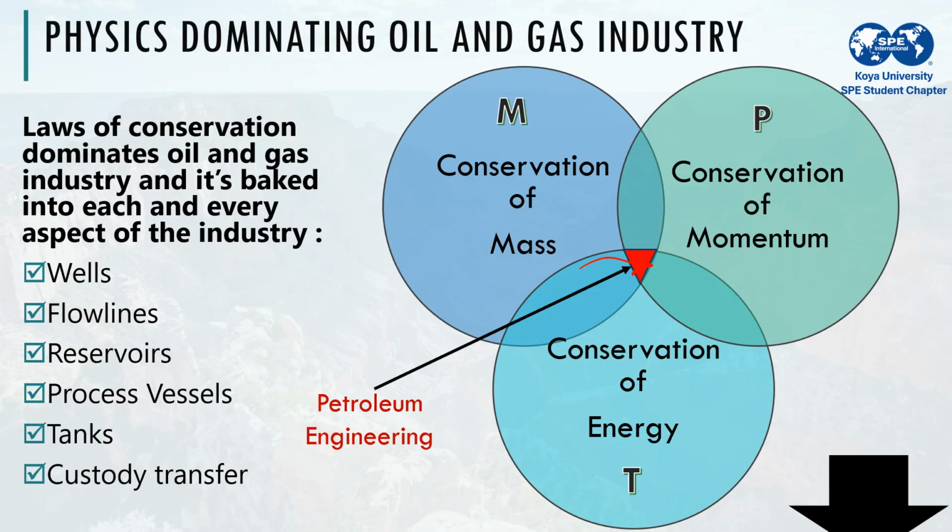So what do these three equations dictate, and how do they work, and where do they work? First of all, let me show you where these equations exist. Actually, these equations exist everywhere, and I mean everywhere. They exist in wells, flow lines, reservoirs, process vessels, tanks, custody transfer. They even exist in your blood, in your human body system.